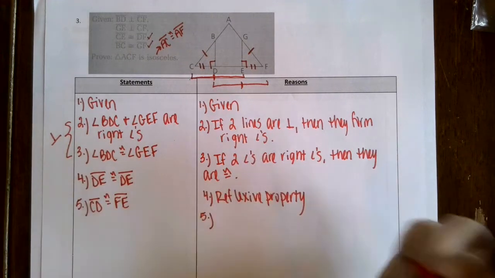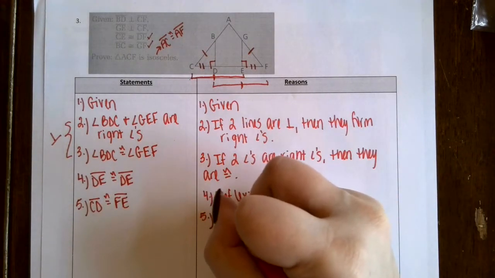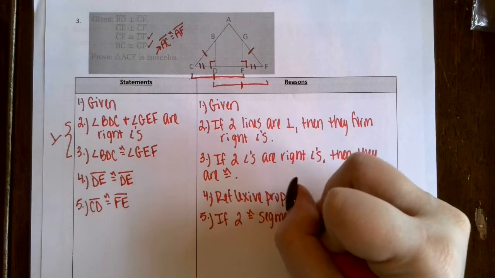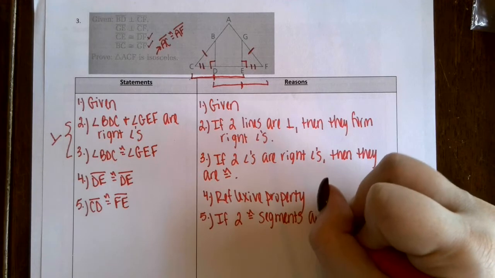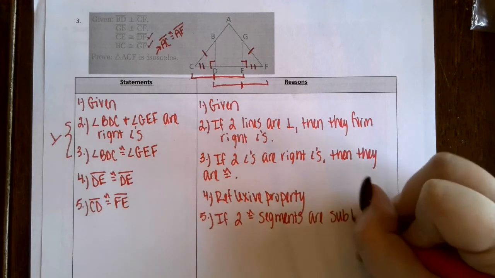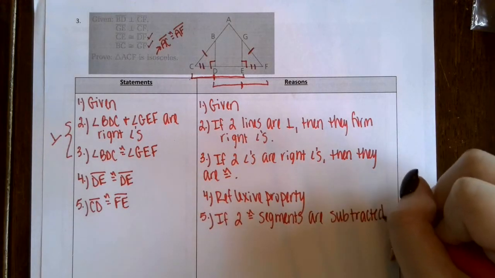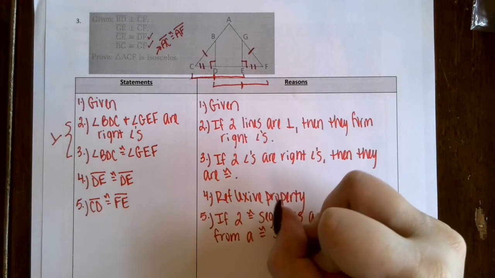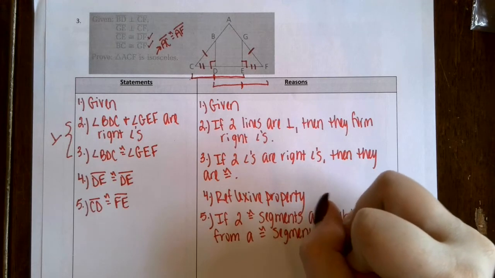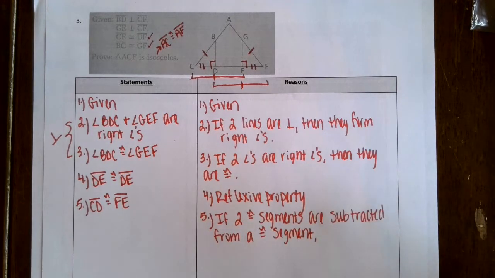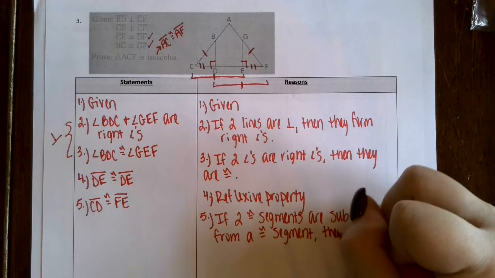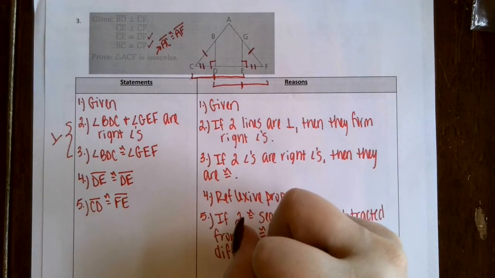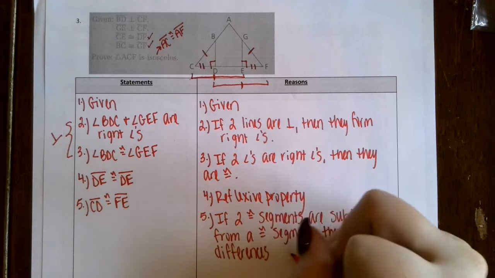Again, this is my if-then subtraction. So if two congruent segments, which are my totals, are subtracted from a congruent segment, which is the reflexive piece. If I'm subtracting, I'm talking about the difference. Then the differences are congruent.